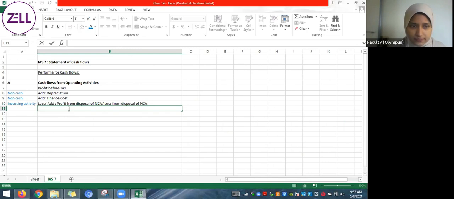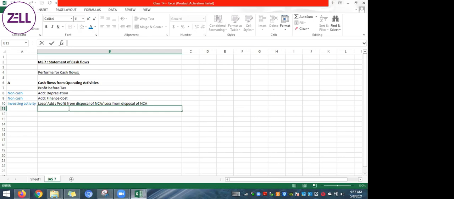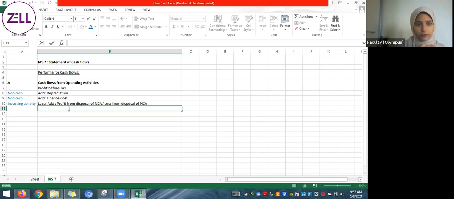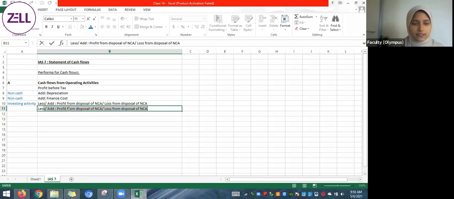Now, is there any other item of income that I want to remove the impact of? Decrease in receivables. I'll come to that later, Rajat, that's correct. Someone said investment income, that's correct. Investment income is also there in your profit and loss, but you don't want its impact in operating activities, because there is a separate section for investment income. It's not your core business, so that's why less investment income. The investment income can be dividend income, rental income, anything.